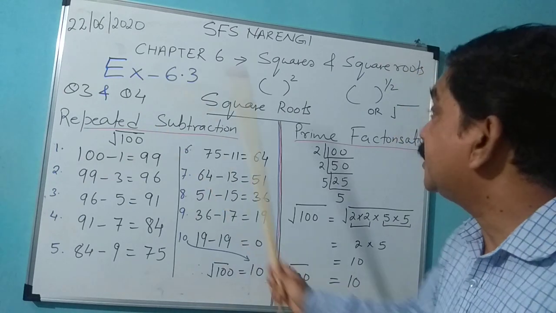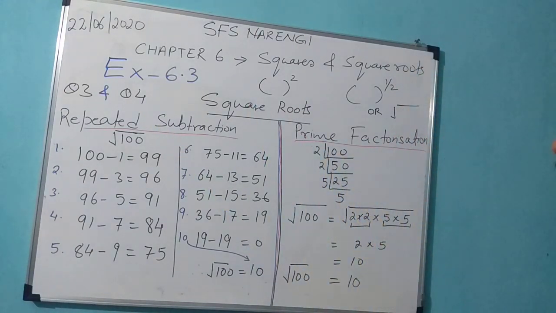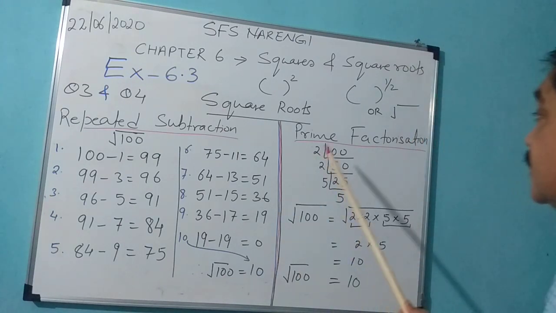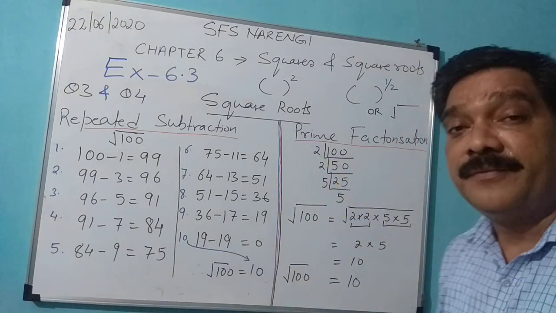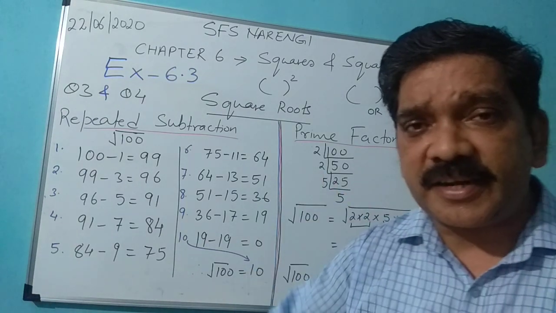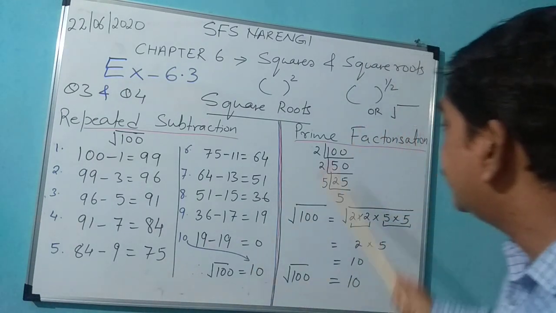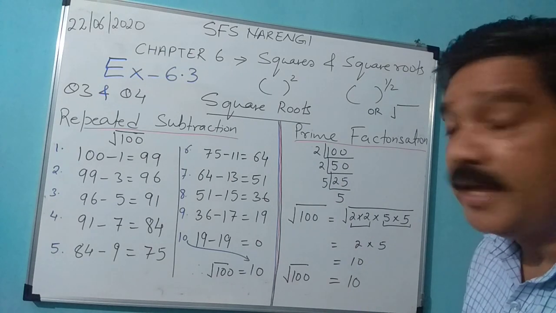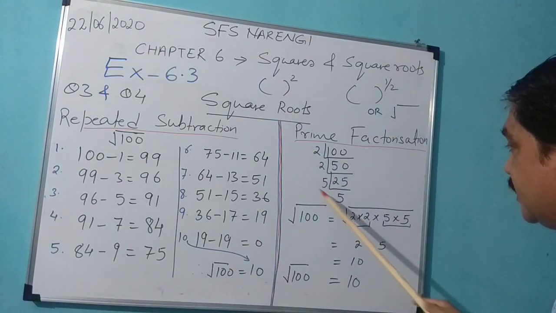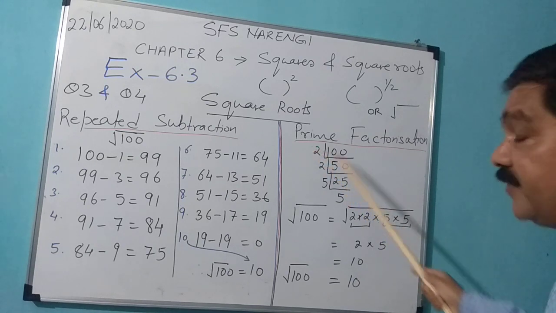Question number 4 is based on the prime factorization method. Now, what is this prime factorization method? You know it very well. First we have to factorize, the way you know how to do it. Remember, the name prime is there because all these factors are prime. Therefore the name is prime factorization.